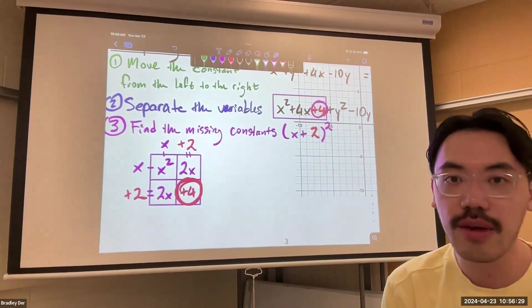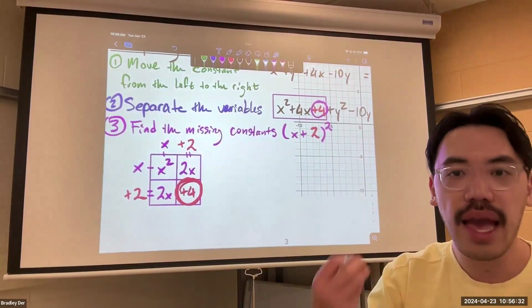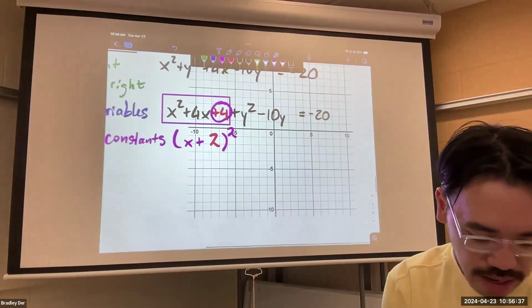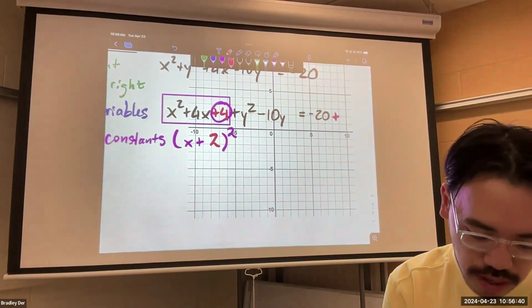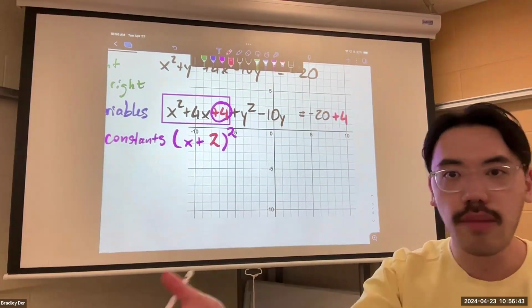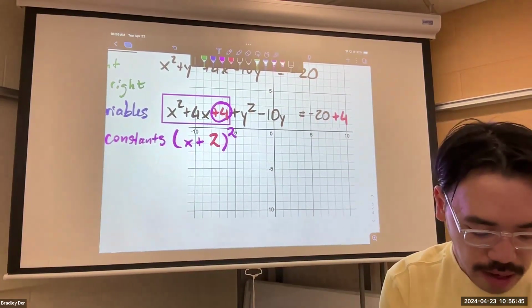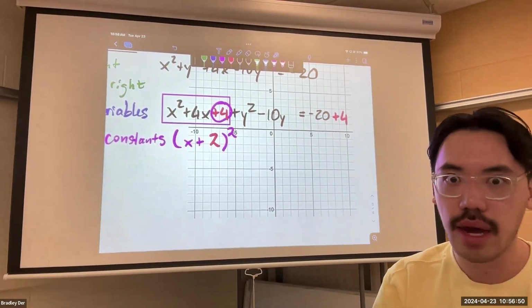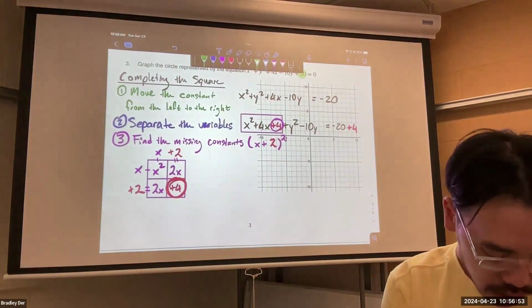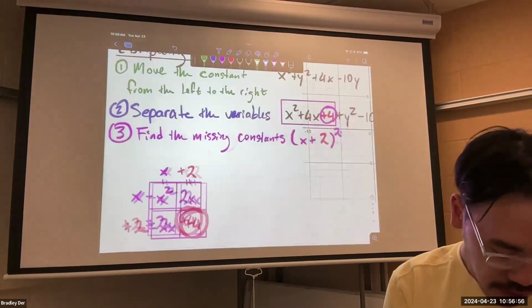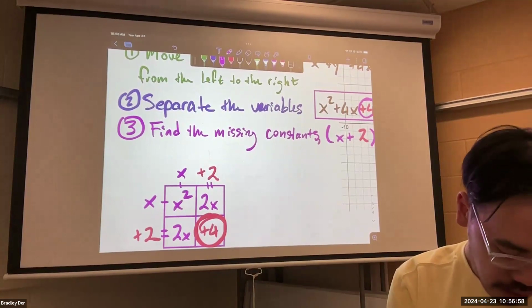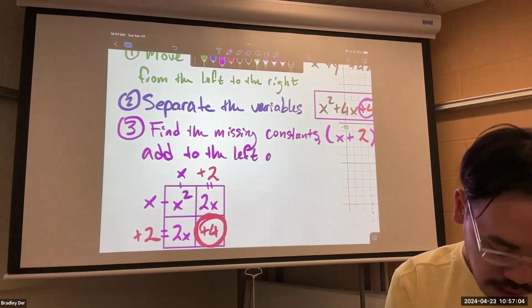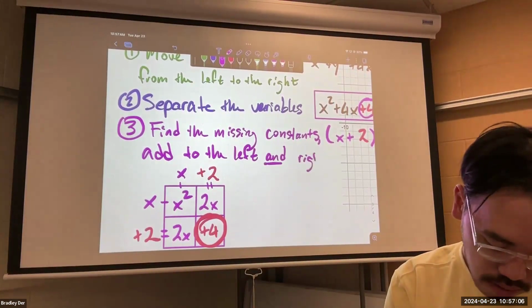But you also have to make sure that you are accounting for that in the line above by adding the correct constant, finding the missing constant that you're going to add in, because that needs to be added on the left and the right. Whatever you do on one side of the equation, you must do on the other side as well. So because we are adding in a 4 on the left that was not present before, we have to add that 4 on the right as well. I'm going to add that to the notes down here. Find the missing constants, add to the left and right.